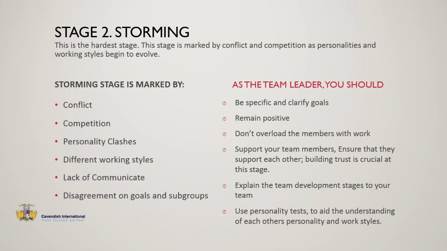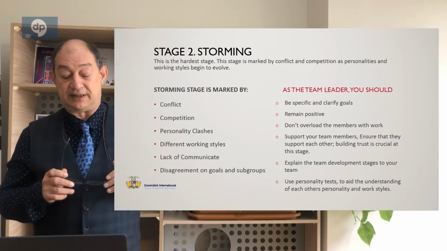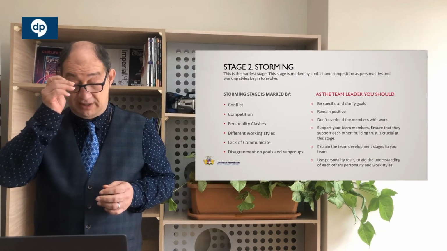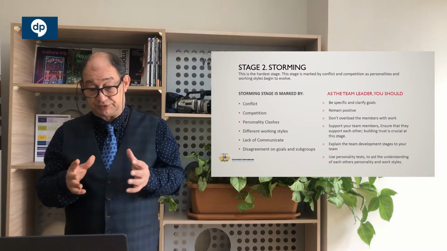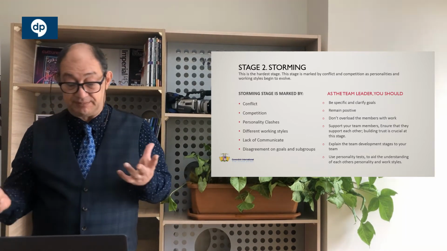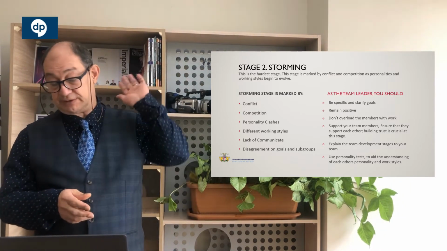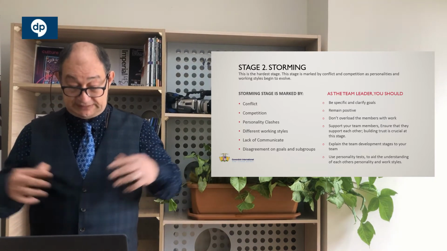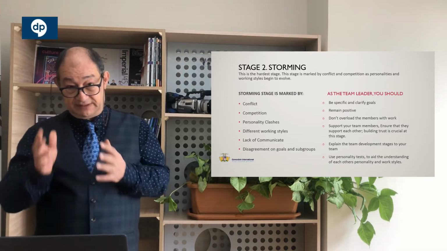Now, in the storming, now we have got to know each other, now the conflicts start, the competition, different people with different attitudes, especially if you have those highly creative people, they will start competing with each other. You would have personality clashes, people get to know how to treat each other. They have got different work styles. Some people want to work on their own. Some people want to work in a team. Some people want to work through the night. So that starts clashing.